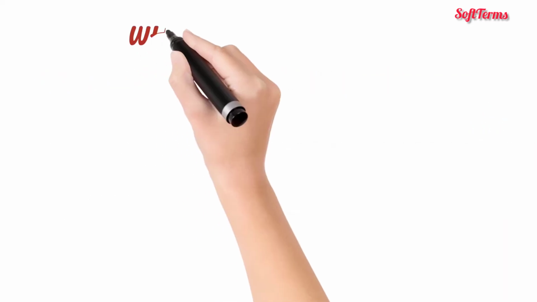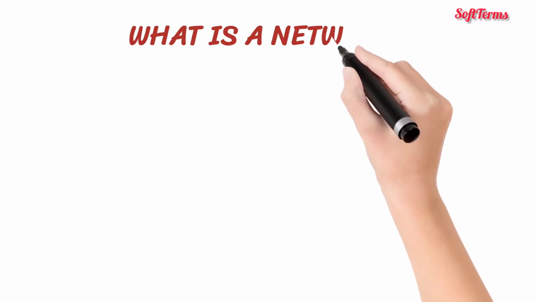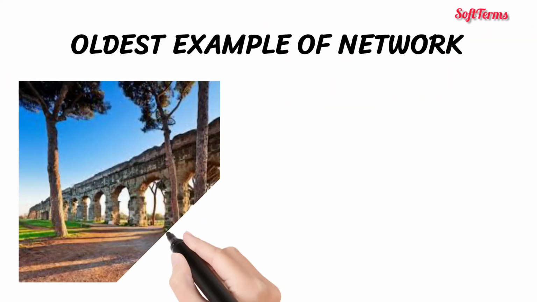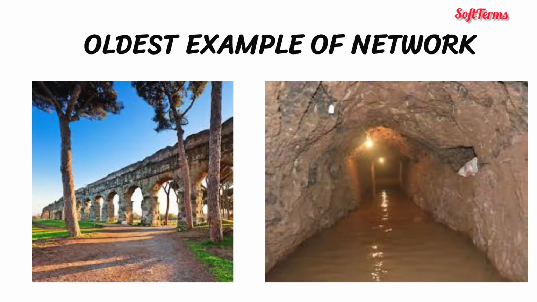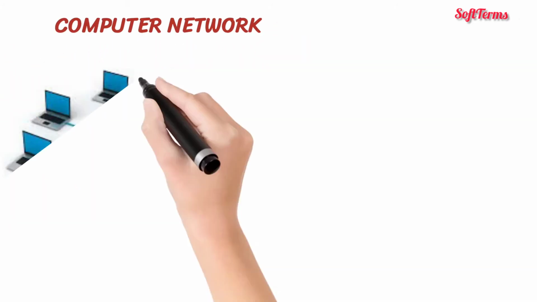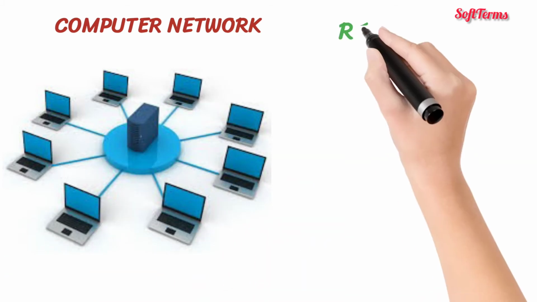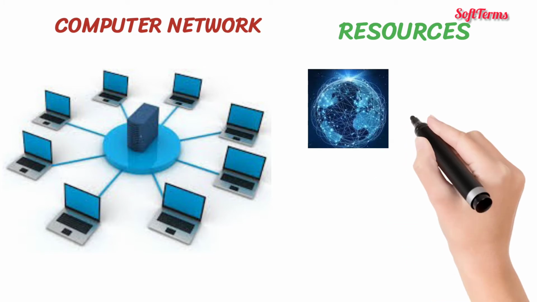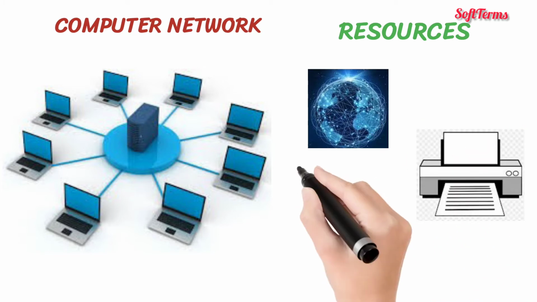So, what is a network? Actually, a group of interconnected things forms a network. The oldest example of a network is the water supply system in ancient Rome. A computer network is a set of computers connected together for the purpose of sharing resources, and those resources can be a network, a printer, or a file server.